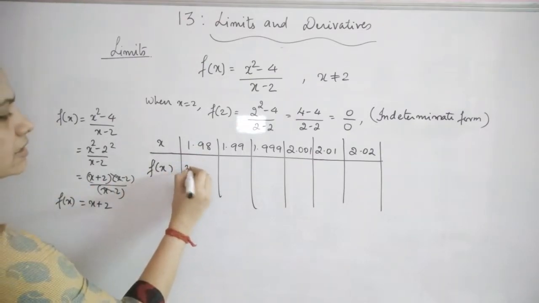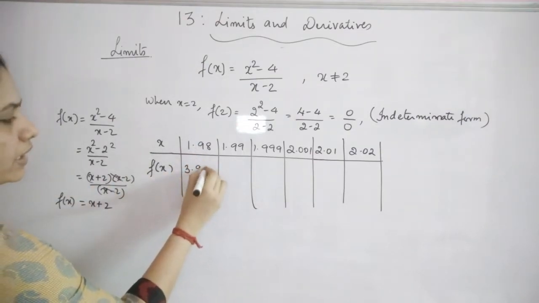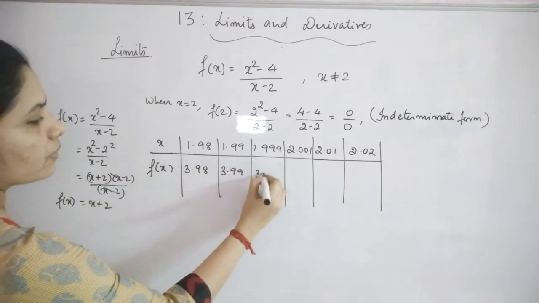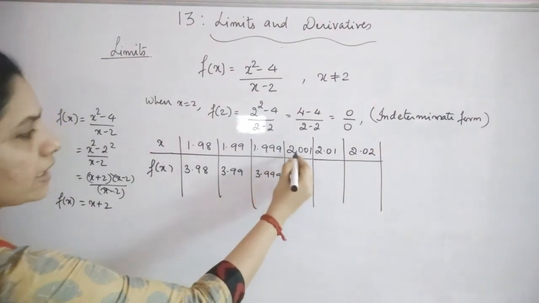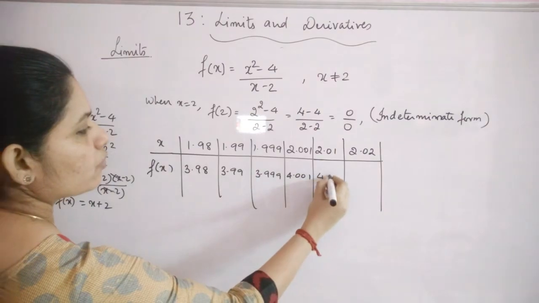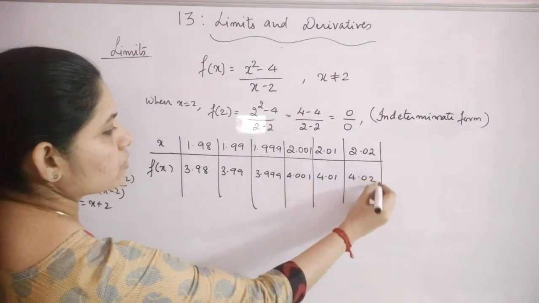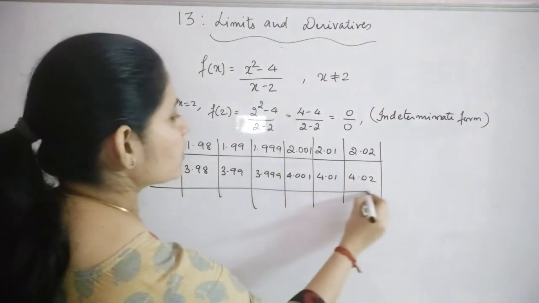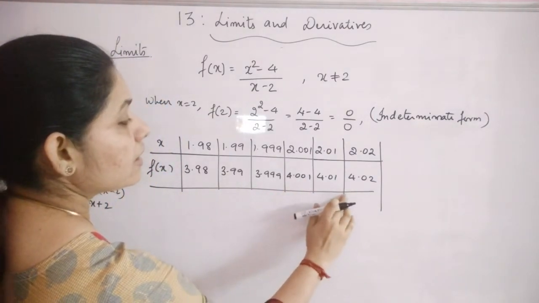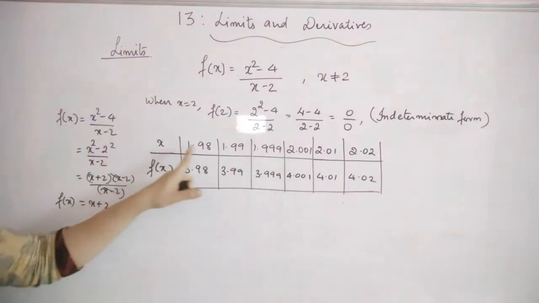f of x as this plus 2 will give you 3.98, again this plus 2 will give you 3.99, then 3.999, here again plus 2 will give you 4.001, 4.01, 4.02.